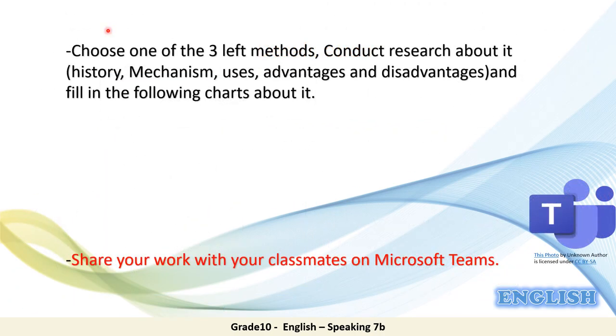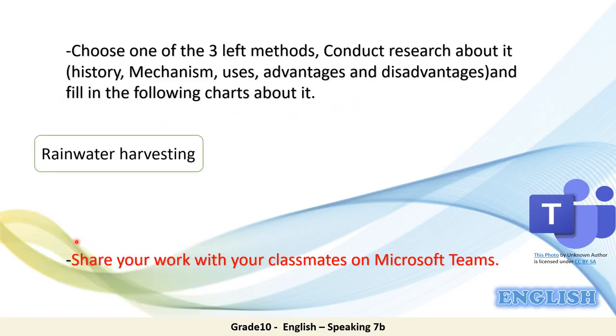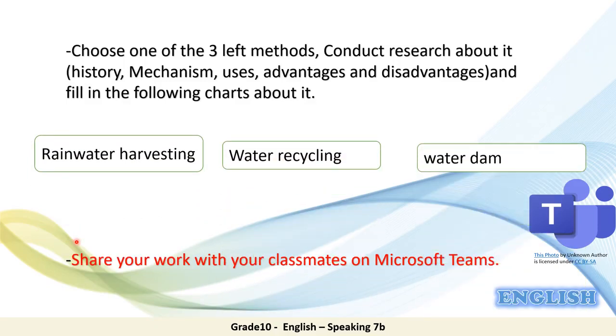Now it's your turn, my students, to choose one of the left 3 methods. Conduct research about it, its history, its mechanism, the uses, the advantages, and the disadvantages. Then you will fill in the following charts with information about it. So you have to choose between rainwater harvesting or water recycling or water dump. Dear students, once you finish your work, share it with your classmates on Microsoft Teams.